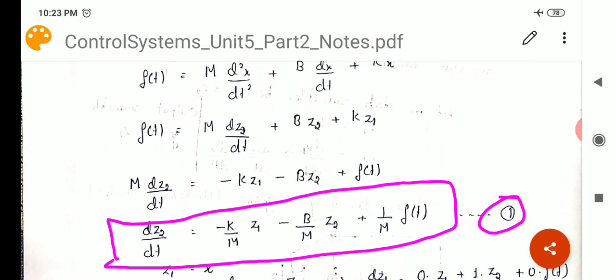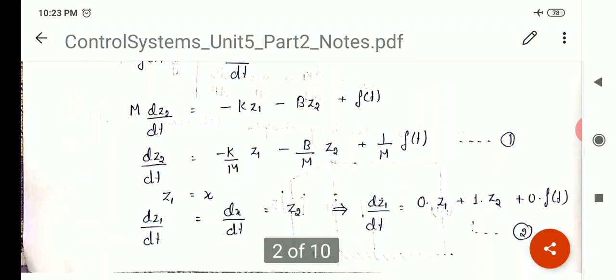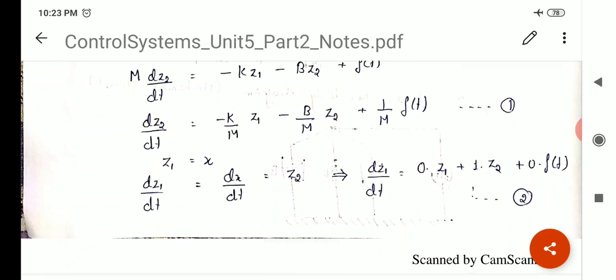Now what is our next task? We need to find an equation for dz1 by dt, right? How do I find that? I know that z1 is equal to x, and differentiating on both sides, I get dz1 by dt is equal to dx by dt. What is dx by dt? We have already decided that we are taking dx by dt as z2. So I can rewrite this as the last equation: dz1 by dt is equal to 0 into z1 plus 1 into z2 plus 0 into f of t.